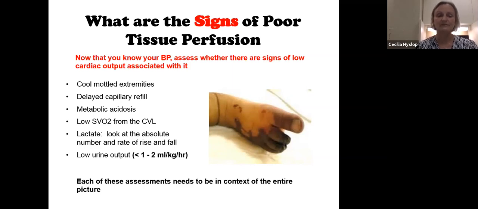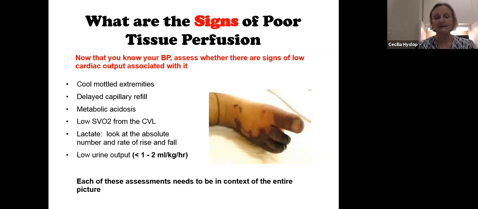And in terms of lactates, we're going to look at the absolute number. So we want it less than 2, but we're going to look at the rate of rise or fall. So for instance, a patient might come back, if they've had a very long and difficult operative course, maybe they come back with a high lactate like 12 or 15, but when you do serial lactates every hour, you're noticing that every hour that number is coming down.